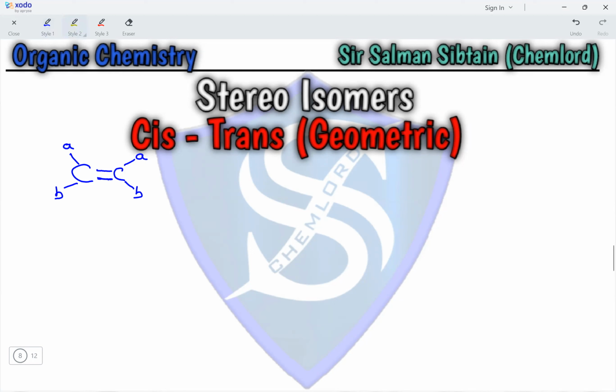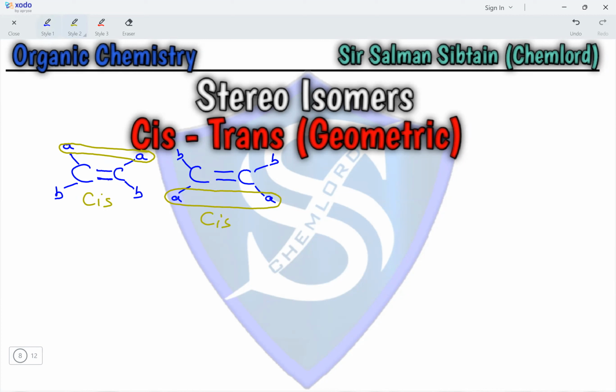So if we have A on the same plane or the same side of the double bond, but on two different carbon atoms with a double bond between them, this is what is known as a cis isomer. The cis isomer can also be if both the A's, instead of being at the top, can be on the opposite side or the bottom side. So this will also be called a cis isomer.